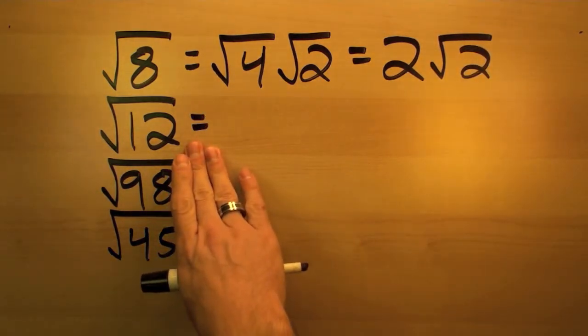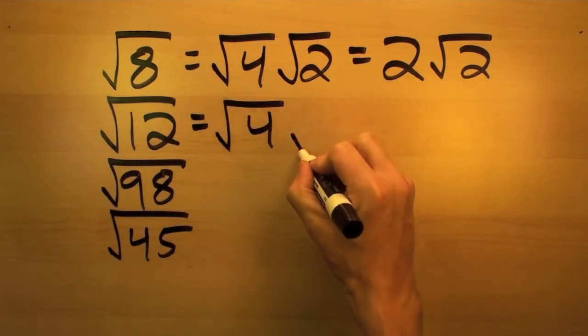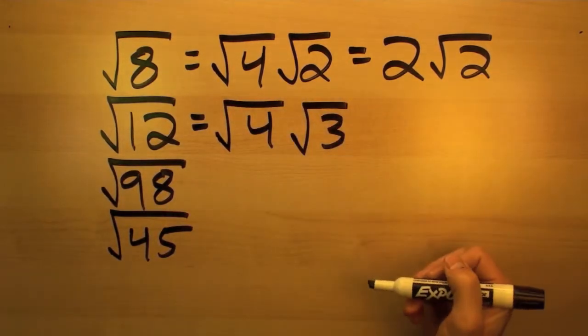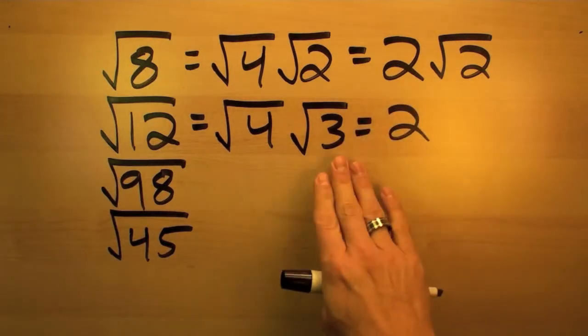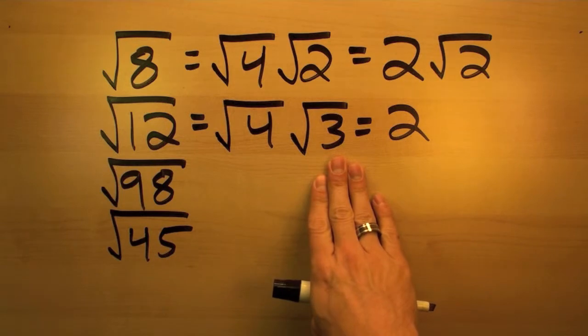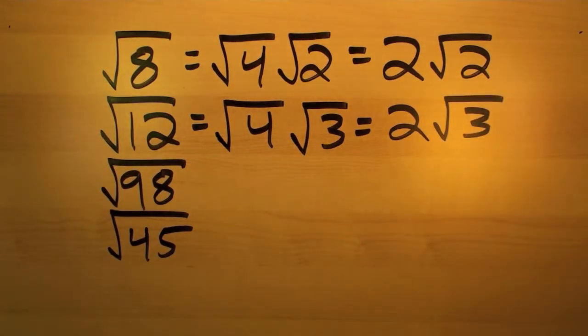When we want to do the square root of 12, again, we'll break this up into the square root of 4 times the square root of 3. The square root of 4 can be simplified to 2, and the square root of 3 we're stuck with because we can't simplify that any further, to give us 2 root 3.